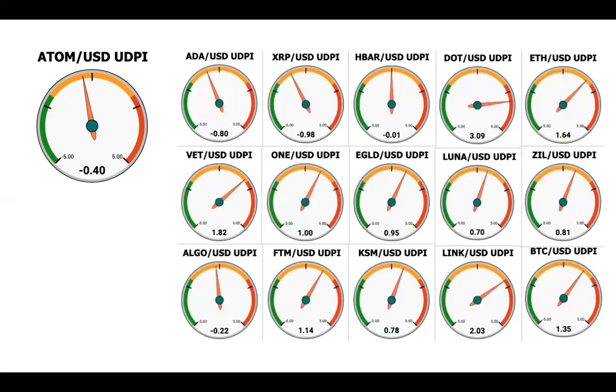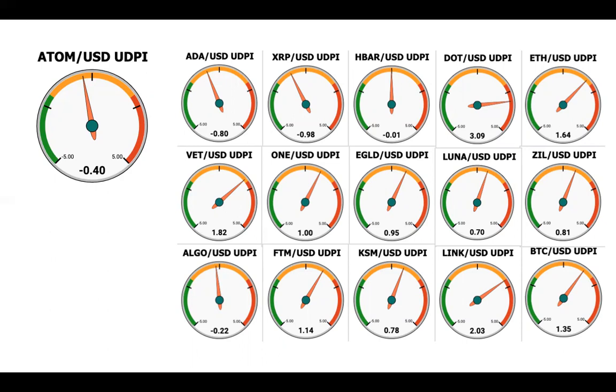Now, we talk about this a lot on the channel: to use these UDPI risk indicators really effectively, you want not just to have access to one, because just looking at this -0.40 on Atom doesn't tell you everything you need to know. You want to look at it in the context of other assets as well, and the whole market really. And so we can do that here. Here are the other 15 UDPI risk gauges that we have, the other 15 assets that we're monitoring. And I want to point out two things here when we look at Atom alongside these other 15.